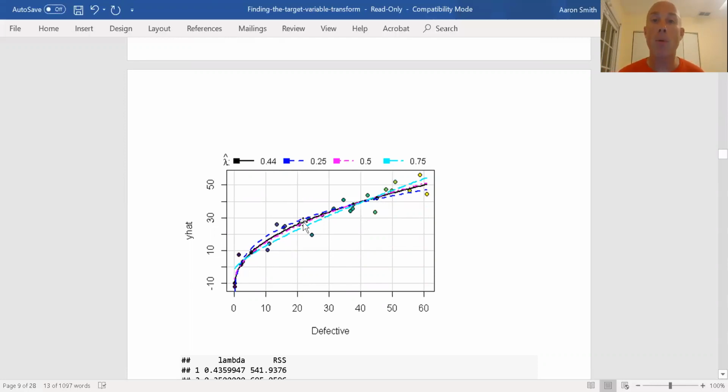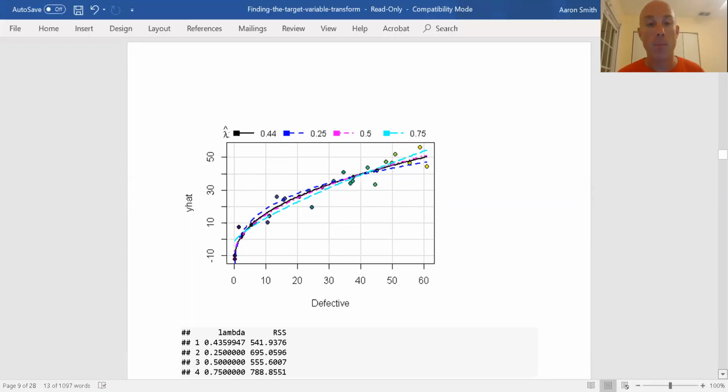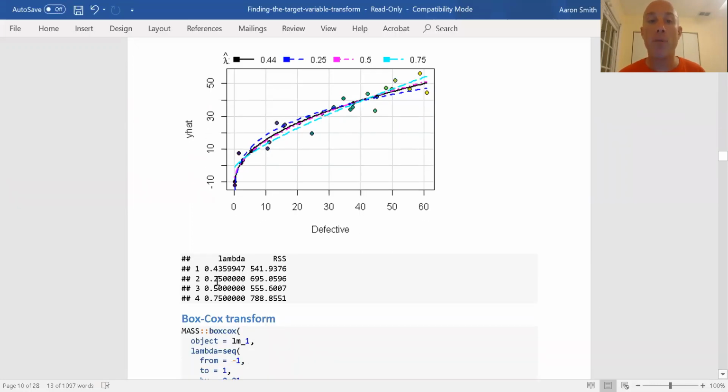Now, remember, I always have to be mindful of the goal of the project. If my goal is to get the best prediction possible, I want 0.44. But if I need to get people to believe in my model, to have faith in it, I need to make sure that they are mathematically comfortable with it. And at 0.5, they're going to be more comfortable. So right now, I'm leaning towards a square root transform. And here it just repeats the output from previous.